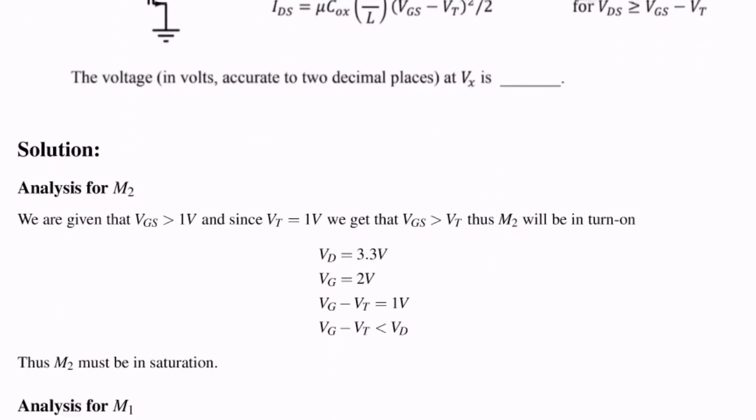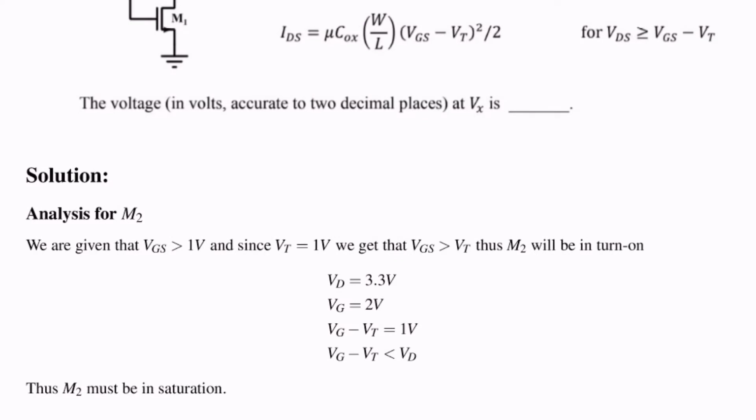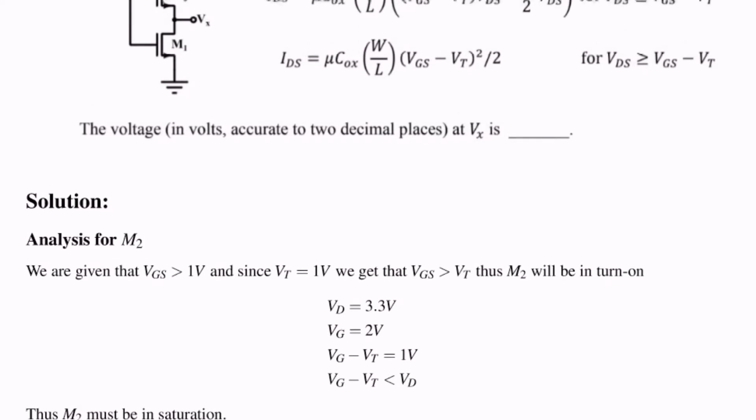So the first step is an analysis for M2. In M2, we are given that the VGS is greater than 1 volt, right? And since Vt is equal to 1 volt, the transistor M2 is on. So we just have to figure out which one of the two current equations apply based on the relationship between VDS and VGS minus VT.